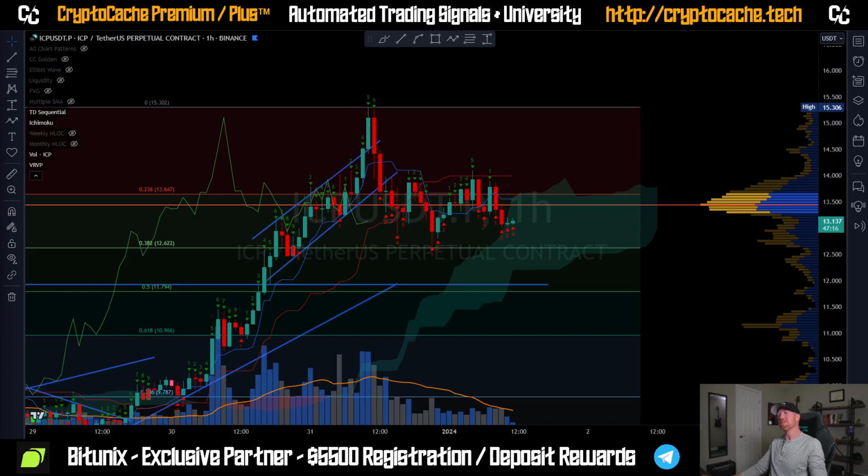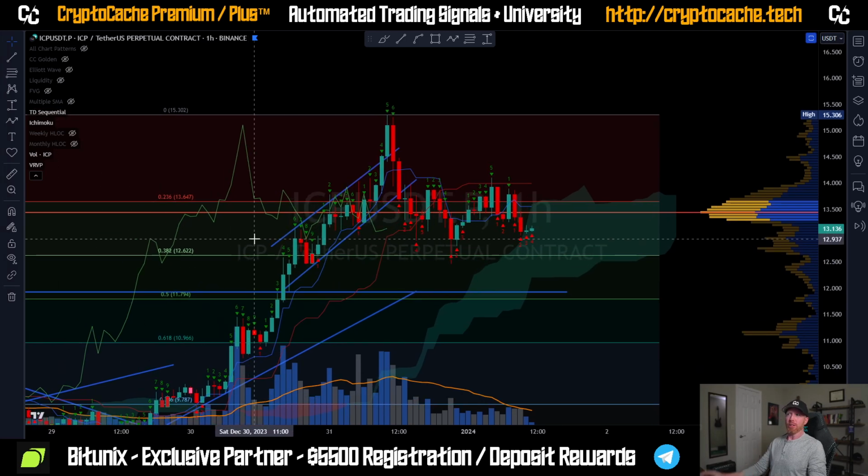Quick look here again at ICP, seeing what's going on. What we're going to do is just take a quick look, obviously, at the larger time frames and work our way down, see what happened with the daily candlestick closures.